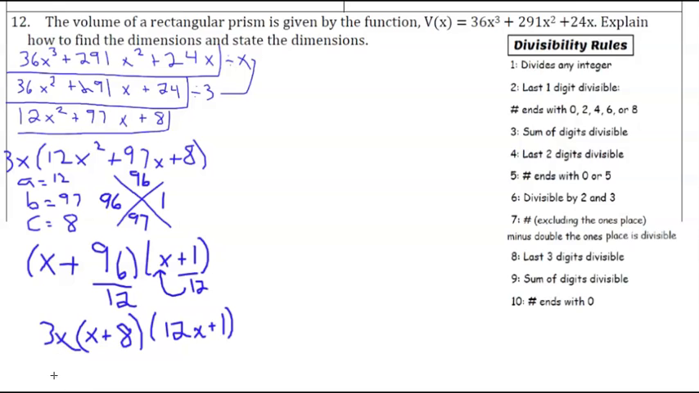So we could say this is the length, this is the width, this is the height. Now it doesn't matter which one's L, which one's H, and which one's W. We'll just label it that way. So once we get there, we need to go back in and explain the process verbally.